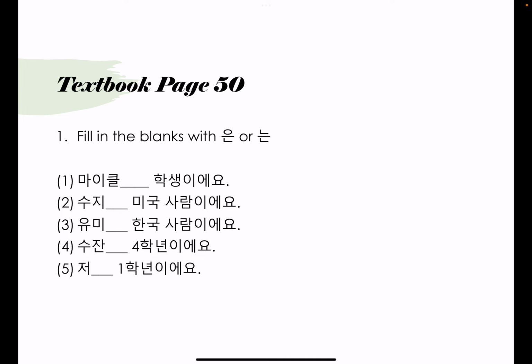So we're going to fill in the blanks here. 마이클 ends in a consonant, so it's going to be 마이클은 학생이에요. 수지 ends in a vowel, so it's going to be 수지는 미국 사람이에요. 유미 ends in a vowel, 유미는 한국 사람이에요. 수잔 ends in a consonant, 수잔은 4학년이에요. And then 저 ends in a vowel, 저는 1학년이에요.